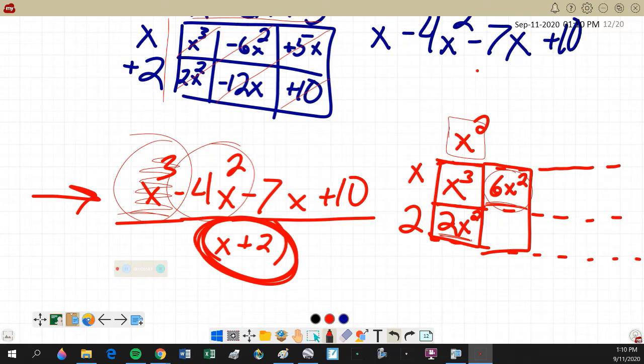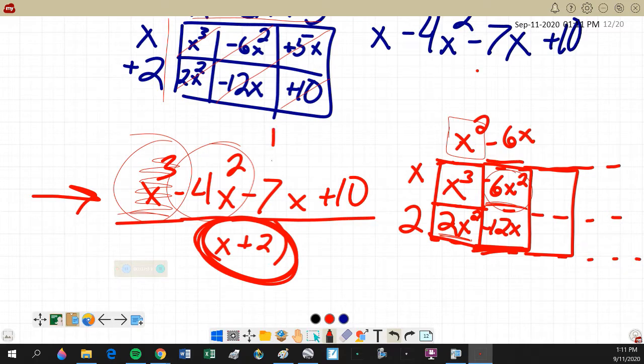Oh, negative, thank you. Do you guys follow that? Now, what goes here? Something times x is negative 6x squared, so it'd be negative 6x, and that allows me to fill this in, which is negative 12x. Have I used my entire numerator? Not yet. So I add a column.